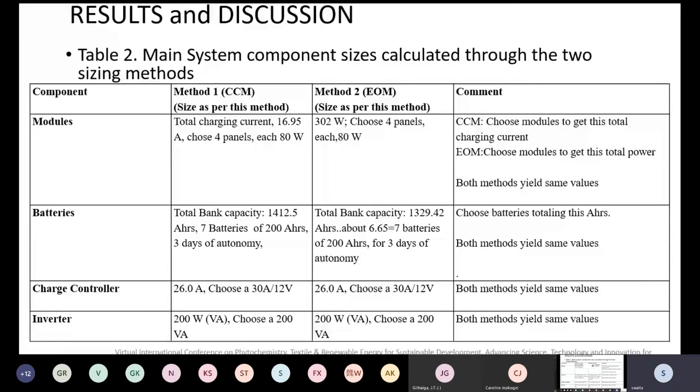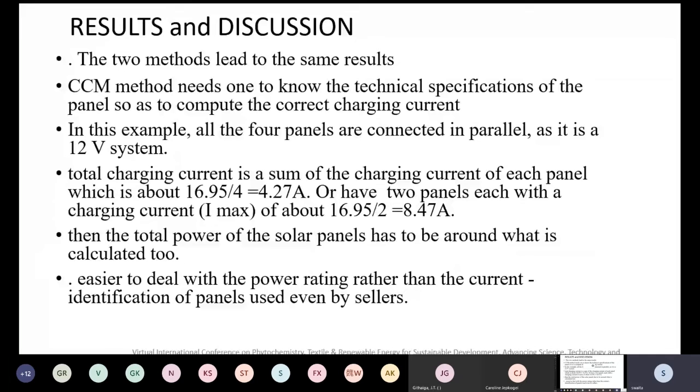So the two methods actually have provided the same values of the results. They are actually basically the same. The only difference is that the charge current method needs you to have an idea of the technical specifications of the panel you want to install, because you'll use that in computing the sizes of the other devices. So you need to have information on the panel you want.